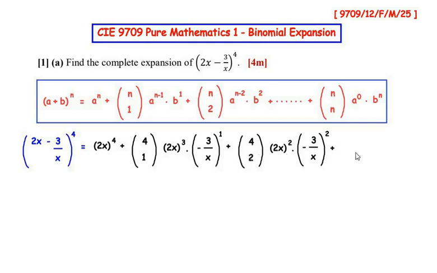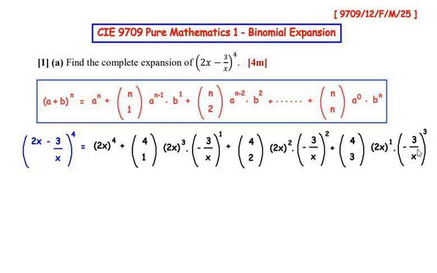That is, we have to keep on expanding it till we get 4C4. So the third term is 4C2 times a to the power of n minus 2 becomes 2x. Now the power reduces by 1. So 3 becomes 2 times b square becomes negative 3 over x the whole square plus 4C3 times 2x. The power again reduces by 1. So 2 becomes 1 times minus 3 over x.